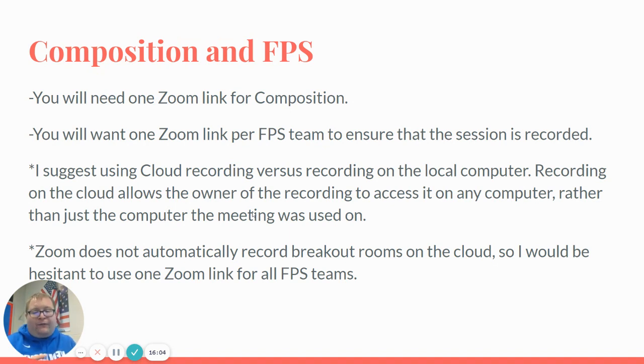So it would be very difficult to get all the rooms recorded, and then you wouldn't be able to know what happened if you had anything you needed to check, or if somebody said something happened to their technology and they got kicked out of the room, you would have no way of really verifying when that happened based on the recording if you weren't recording that breakout room. So again, you need one Zoom link for composition and one Zoom link per FPS team to ensure that the session's being recorded.